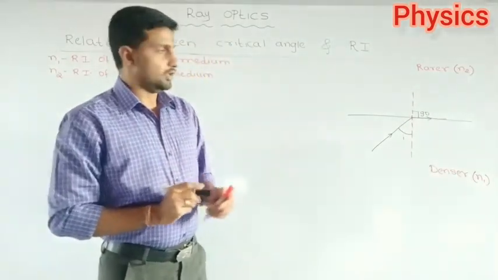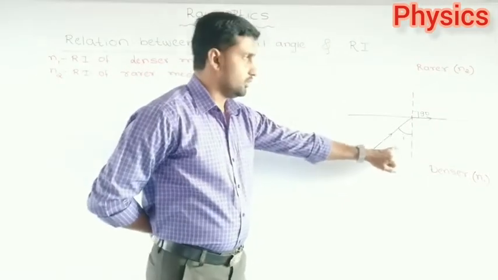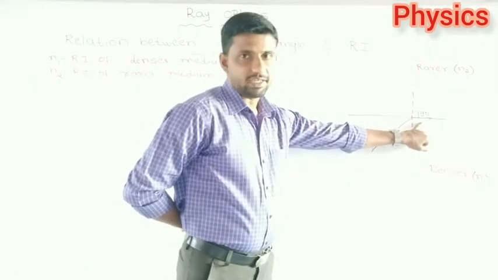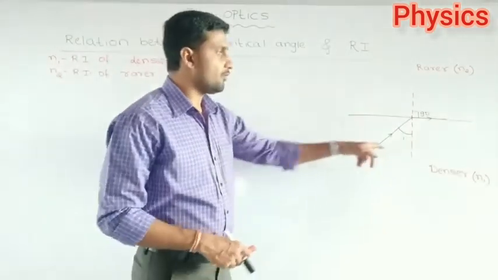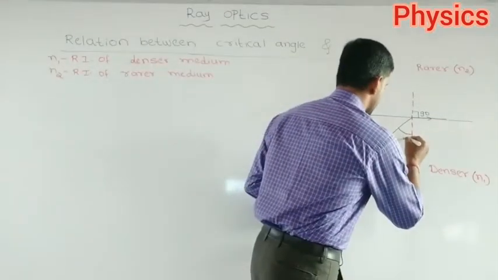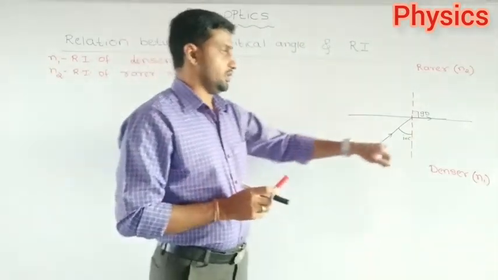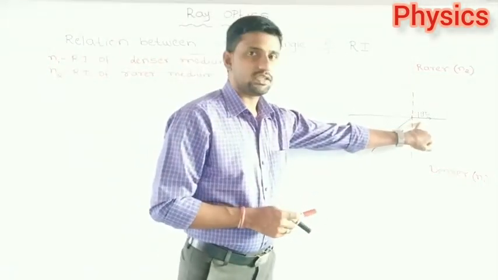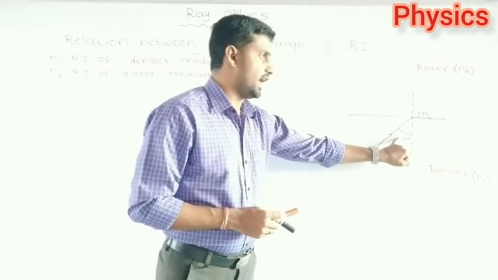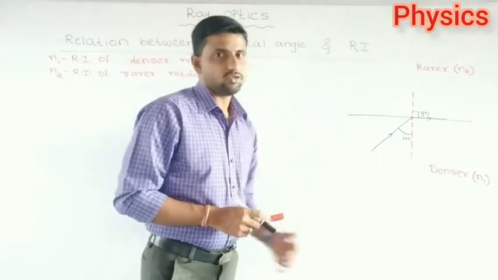We know that for a given angle of incidence in the denser medium, if the angle of refraction is 90 degrees, then that angle of incidence is called the critical angle. So I can write i equals C. The angle of incidence in the denser medium for which the angle of refraction is 90 degrees is called the critical angle. Then I can write i equals C.